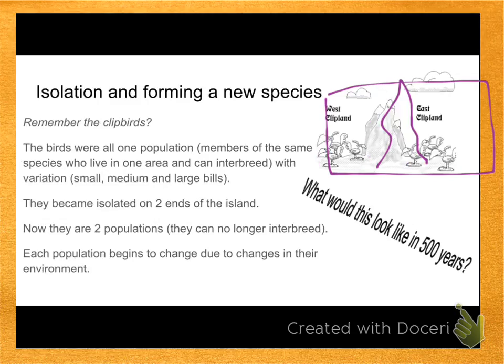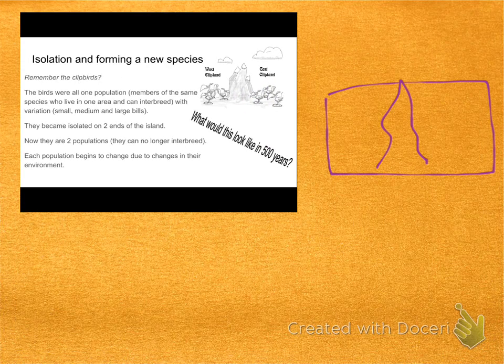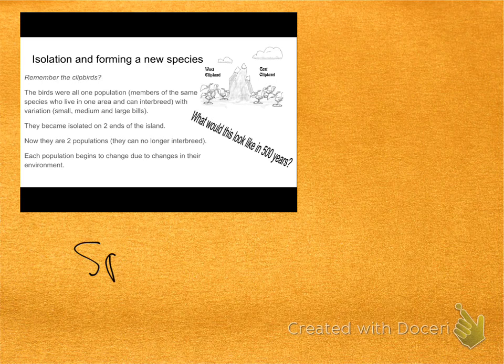Let me write that word, speciation. What does it mean when you hear the ending -ation? I'm trying to think of a good example off the top of my head. I can't. It usually means the process of doing something.